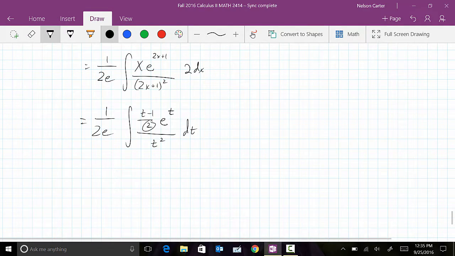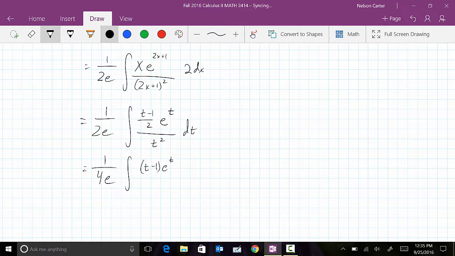This half can come out, and so this can become 1 over 4e times the integral of, now it's just t minus 1 times e to the power t, all divided by t squared dt. Okay. Alright, so I handled the problem that was kind of bothering me.